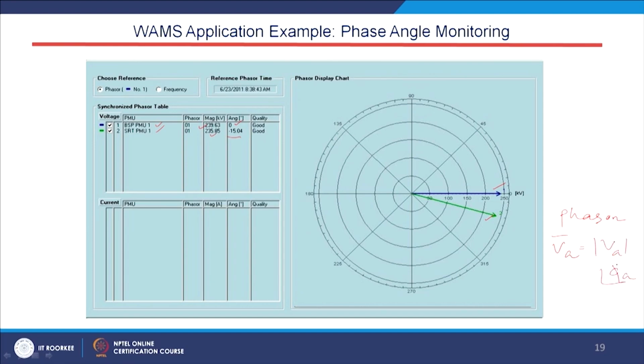That is what this voltage VA is: 239.63 kV and the angle is 0 degree, and here is this phasor position. And when this angle is minus 15 degrees, this angle is basically minus 15 degree. So, this is how we can take the snapshots from the wide area monitoring system technology, and easily we can locate where this particular phasor is lying. We can always see the phasor position of a particular bus of a particular power network.